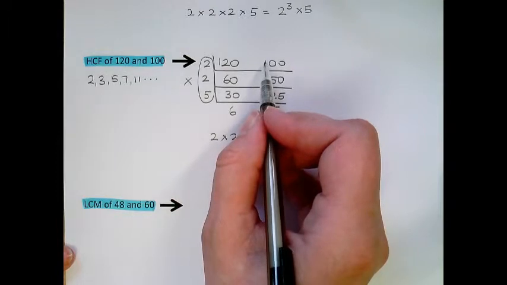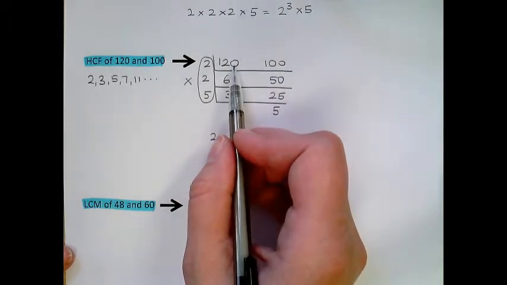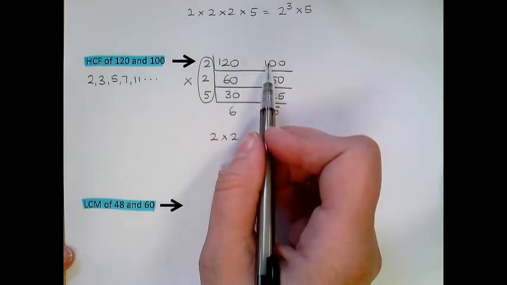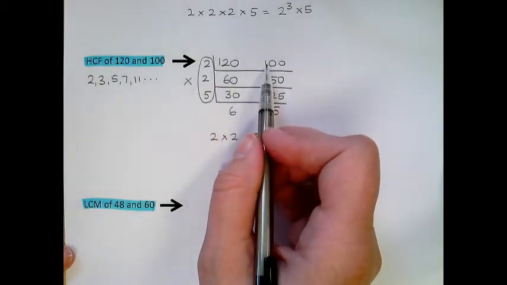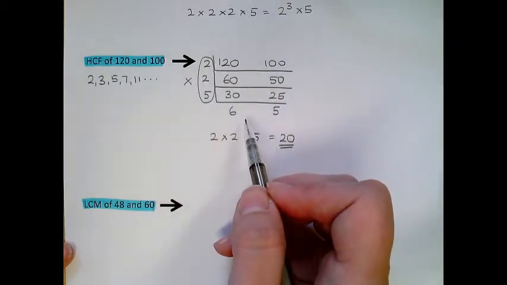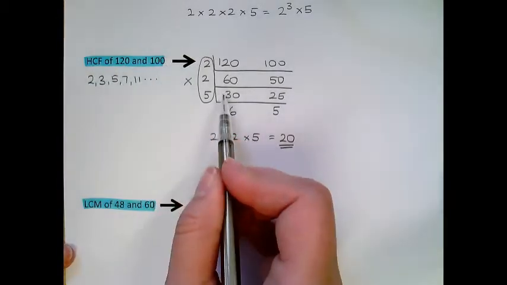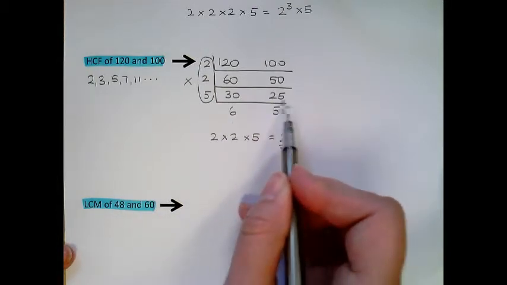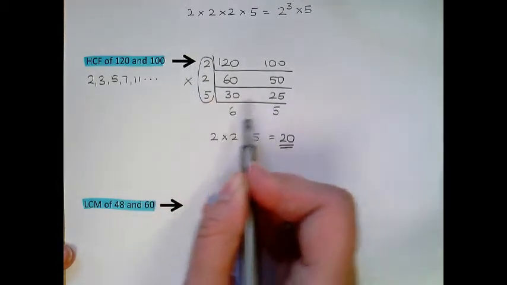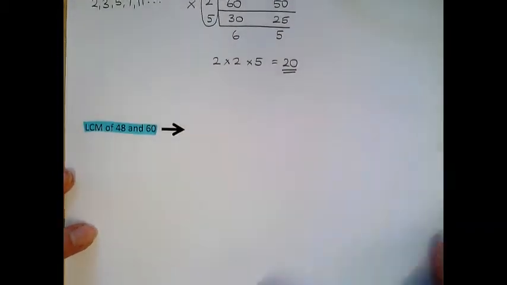If you want to, you can stick with the old method of writing out all the pairs of numbers that make up 120, all the pairs of numbers that make up 100, but you could be there for a while doing it that way and you might make a mistake. This, I think there's less chance of you making a mistake. If you were looking for the lowest common multiple of 120 and 100, you would just multiply these together in an L shape. So I'm going to look at a question where you're wanting to find the lowest common multiple then.